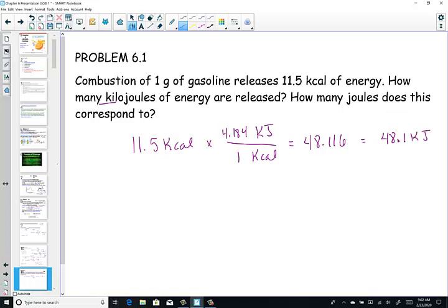How many joules does this correspond to? Well, that's just changing out our kilojoules into simply joules. And we know kilo means 1,000. So there's 1,000 joules in 1 kj. That means we're going to take our decimal and move it 3 spots to the right. So that becomes 48100 joules. No decimal point, so I can retain 3 sig figs.